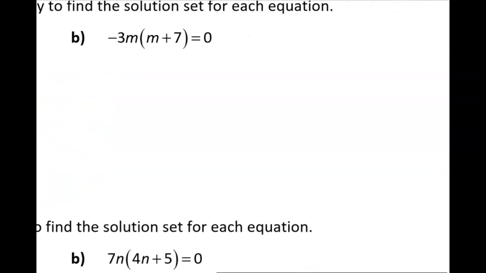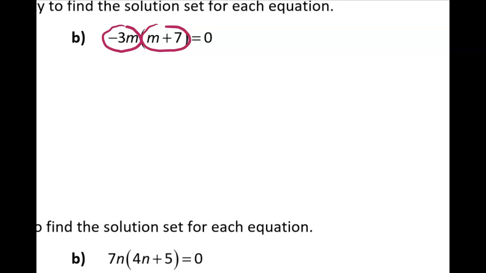Let's take a look at another example. This one's already factored for us as well. And so we have one factor, negative 3m, and we have another factor, m plus 7. There's a times sign understood between them, and the factors multiply together to give you a result of 0. So that means either the first factor, negative 3 times m, is equal to 0, or the second factor, m plus 7, is equal to 0.